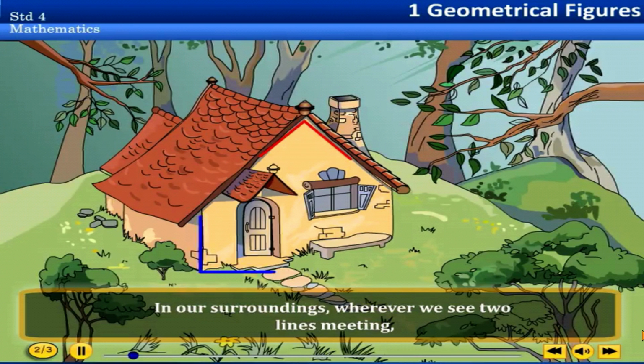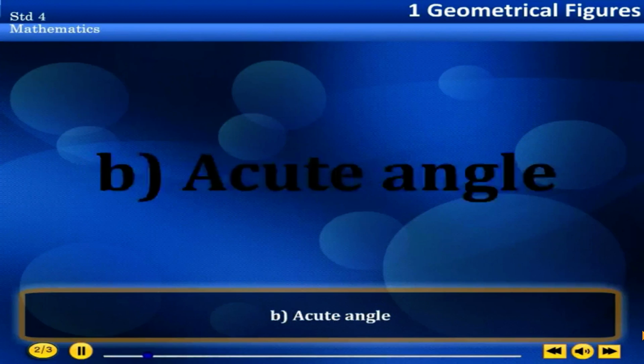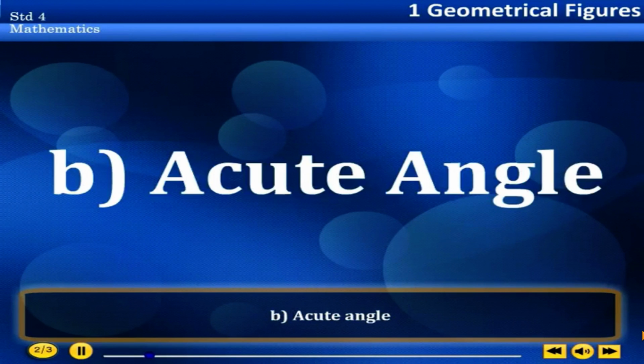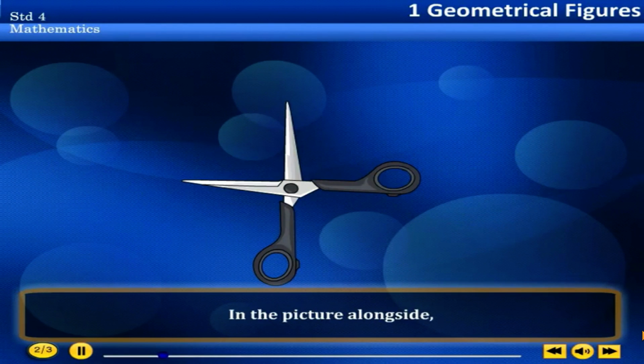Different types of angles: A. Right angle. B. Acute angle. C. Obtuse angle. Right angle: in the picture alongside, there is a right angle between the two blades of the scissors.